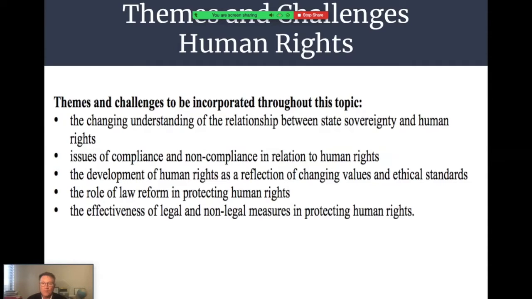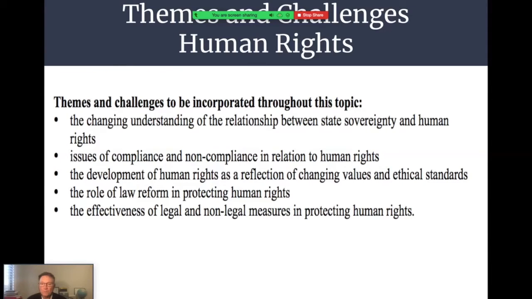The other themes and challenges in human rights includes compliance and non-compliance. This theme and challenge has directly been examined a number of times in topics in legal studies. Development of human rights as a reflection of changing values and ethical standards. Often students talk about the legal responses, but they don't really give much evidence about what the changing values are and how the ethical standards have changed over time. Specific evidences of these things is needed.